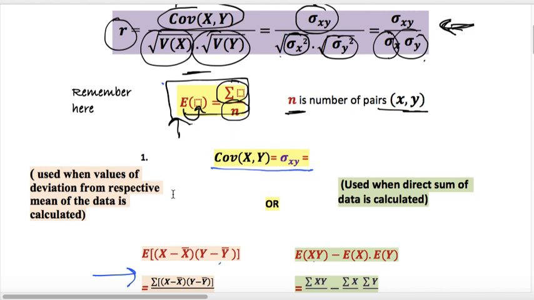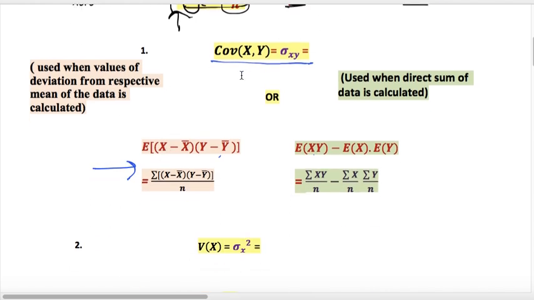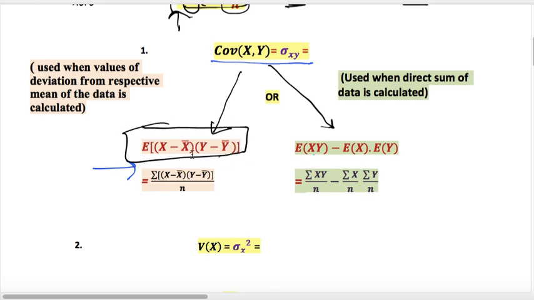N is the number of pairs of the coordinates. So what are the different formulas which can apply? There are two ways we can remember. The first formula you can see here, we are finding the expectation of the product of the deviated values from their respective means. This is also a definition of covariance, and we have also seen that it can be written in a simplified way as E of xy minus E of x into E of y.